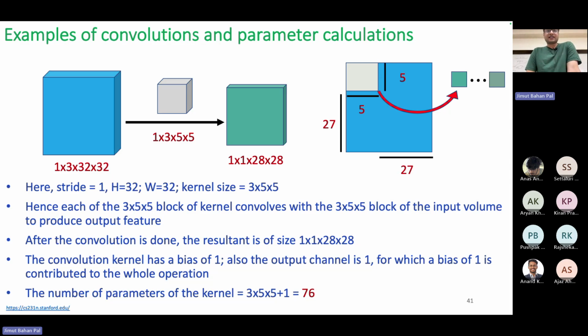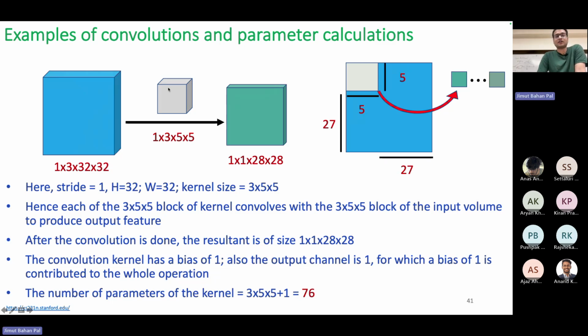So let's take another example where the input is 1 cross 3 cross 32 cross 32, and a kernel of size 1 cross 3 cross 5 cross 5 is applied. When this is convolved with this input, the output will be 1 cross 28 cross 28. How this is happening is, say for example, I am taking this. This is a 3D input, since it has 3 channels, so a 3-dimensional volume. Here I am showing it in 2D.